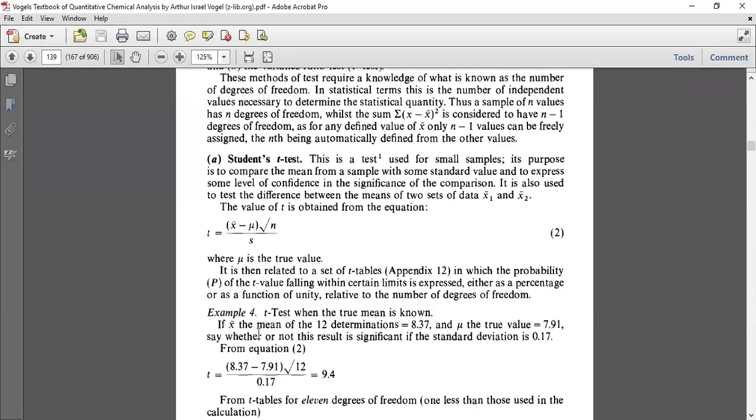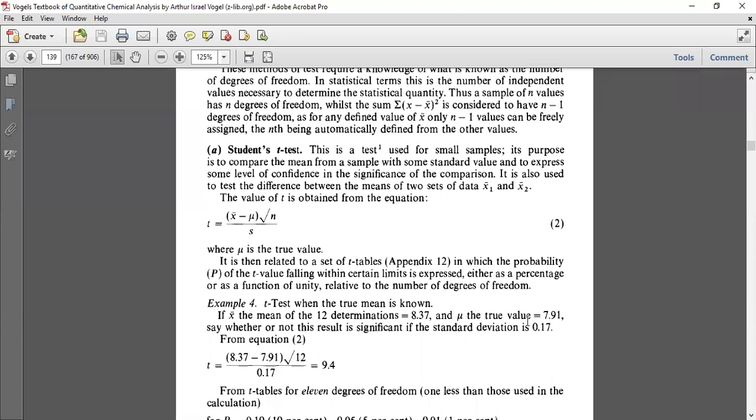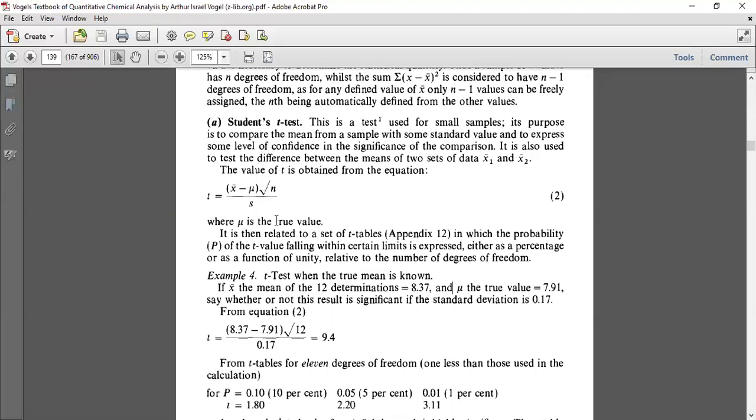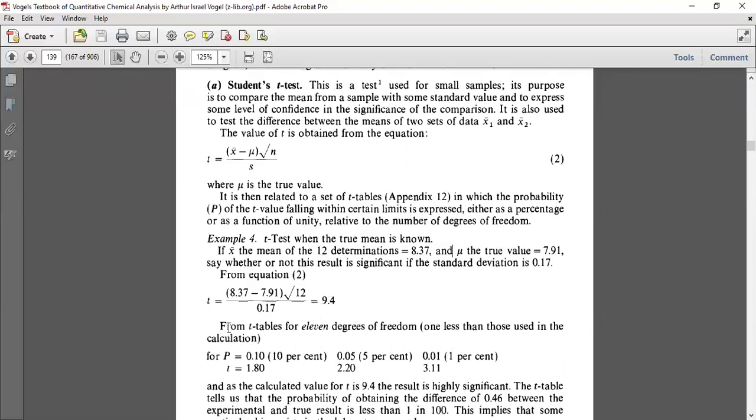If x bar, the mean of 12 determinations, is equal to 8.37 and mu is the true value, that is 7.91, say whether or not this result is significant if the standard deviation is 0.17. Now this is a problem of t-test. So what do we have to do? Here you should know the formula. t is equal to x bar minus mu, square root of n, divided by s. And this is a given value.